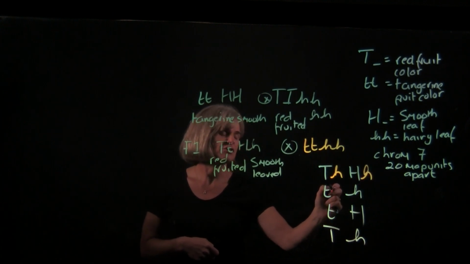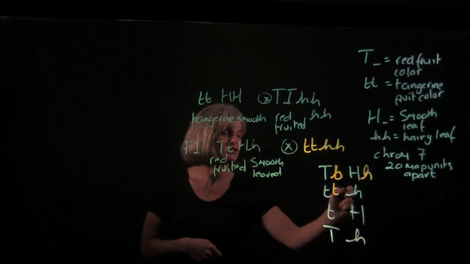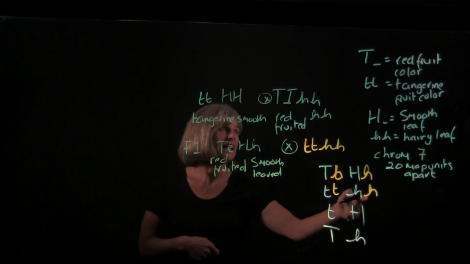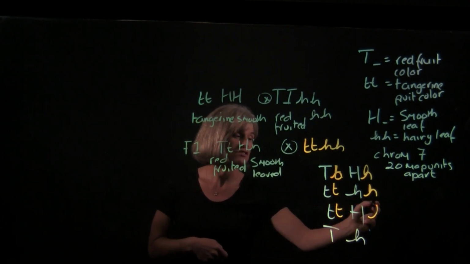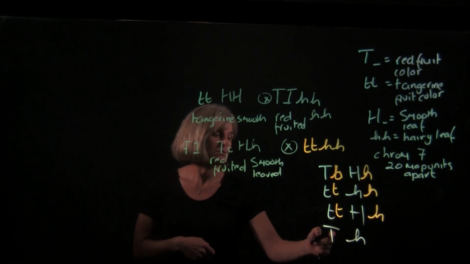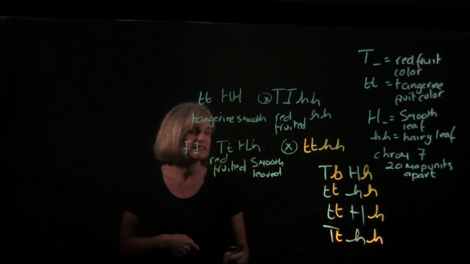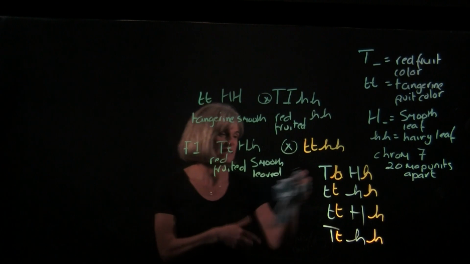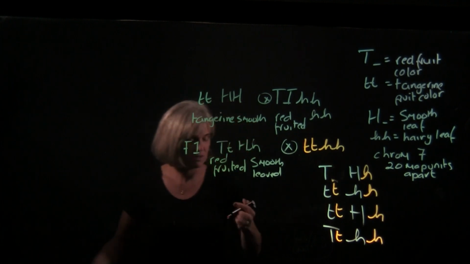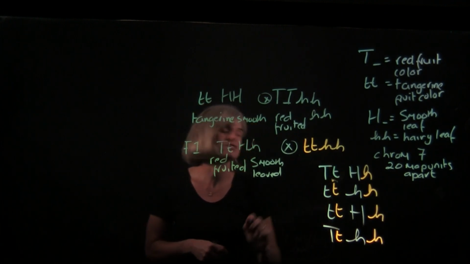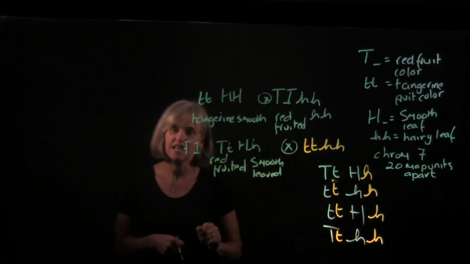We would expect there to be, I think this is a little t, tangerine fruit colored and hairy leaves. We would expect tangerine fruit color and smooth leaves, and we would expect there to be red fruit color and hairy leaves. And I'm just going to clean this one up to make sure there's no confusion, so bear with me. So these are the 4 possible genotypes we would expect from a test cross of a dihybrid.